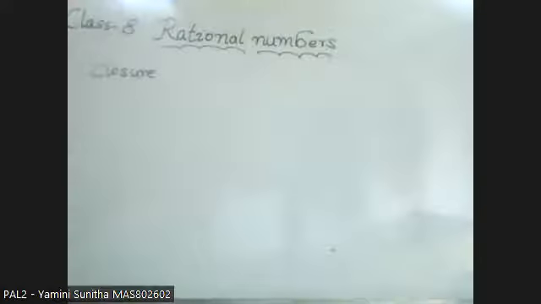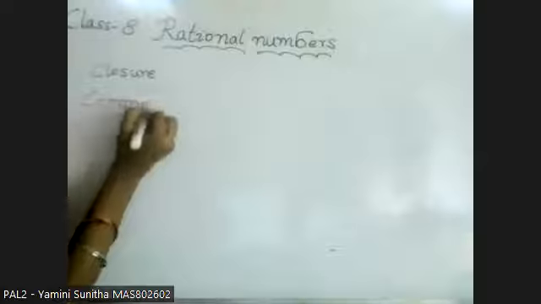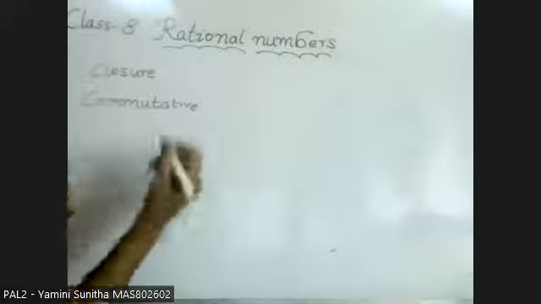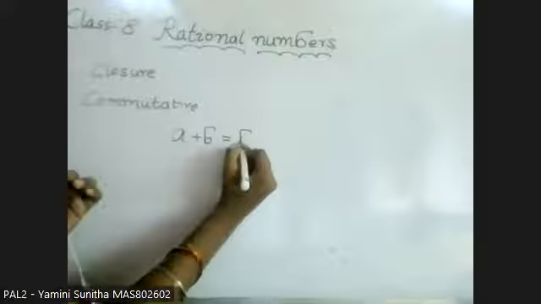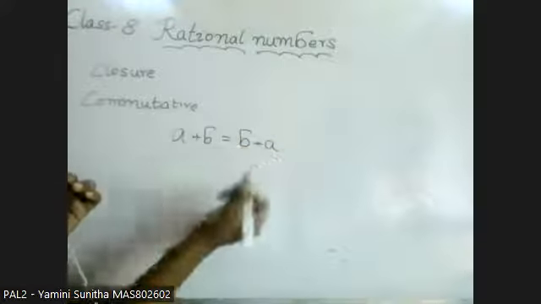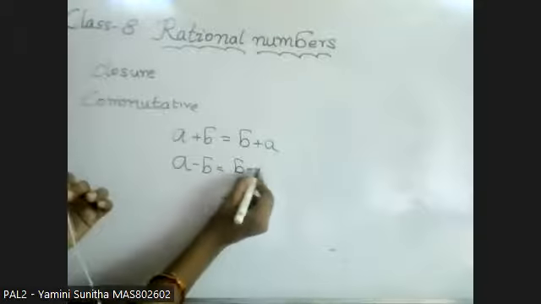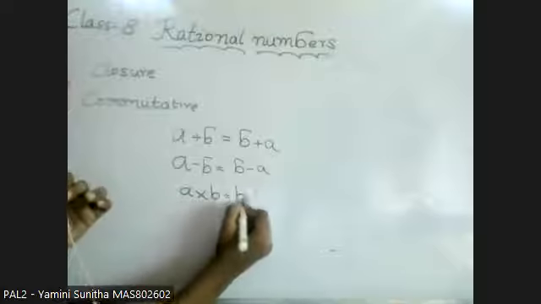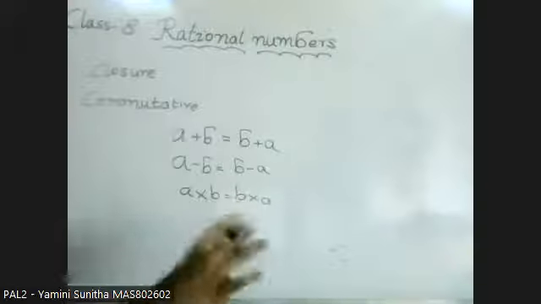And let us talk about the commutative property of natural numbers. What is the commutative property? It means A plus B is equal to B plus A, or A minus B should be equal to B minus A, or A into B should be equal to B into A, where A and B are numbers belonging to any number system. There is no specific rule.